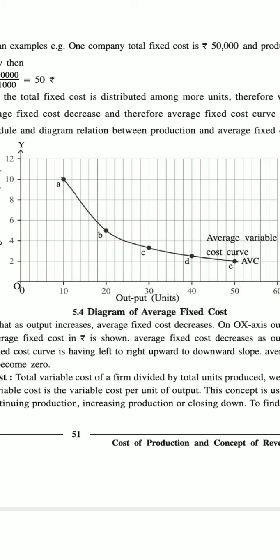So the slope goes from upward to downward, because as and when the number of units increases, the average fixed cost goes on decreasing, but you can see it is not touching the line 0, and therefore we say that the average fixed cost decreases but it never becomes 0.